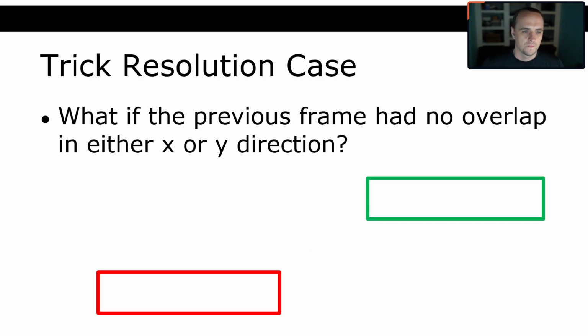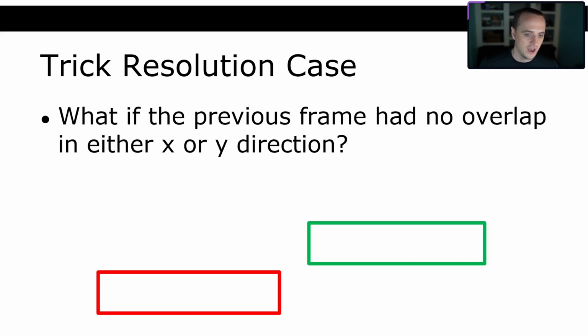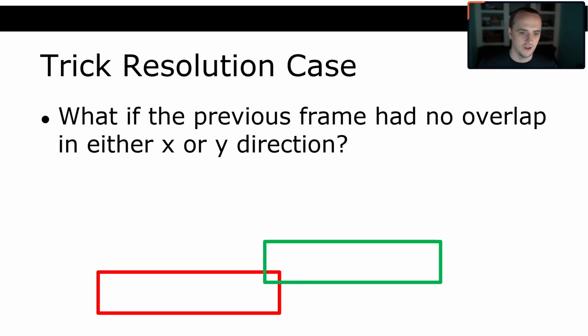Okie doke. Here's the tricky case. Here's the edge case that I wanted to say a minute ago. What if the previous frame had no overlap in the x direction or in the y direction? So here, for example, if we're coming from a diagonal and we have no overlap on one frame and then both overlap on the other frame.